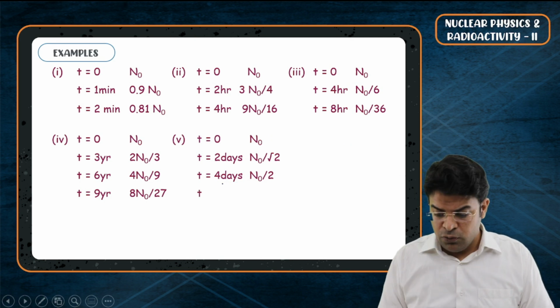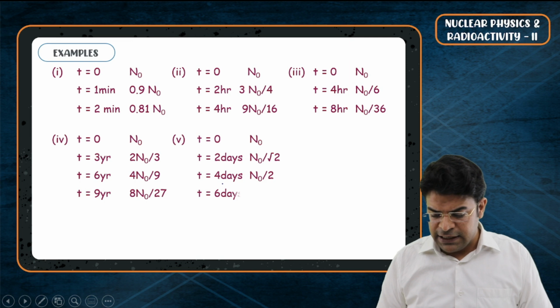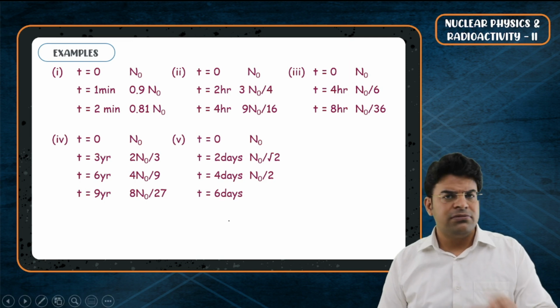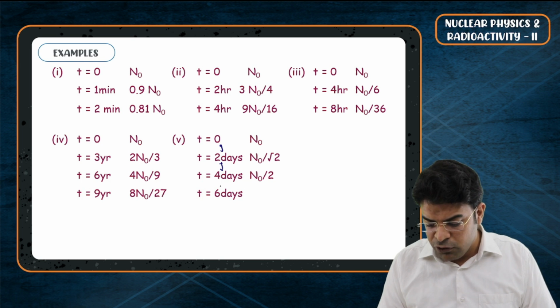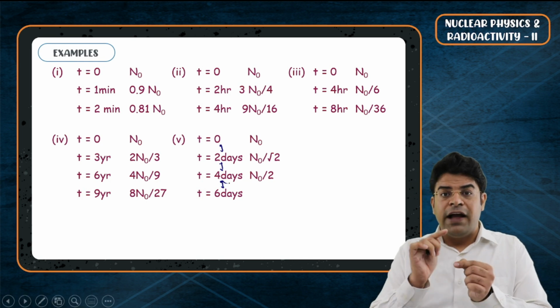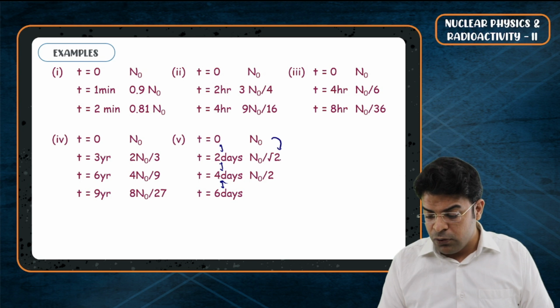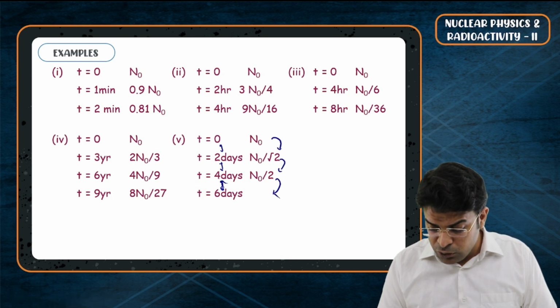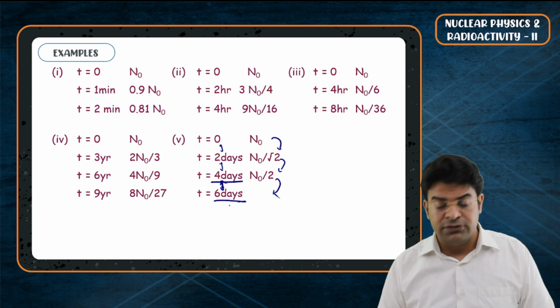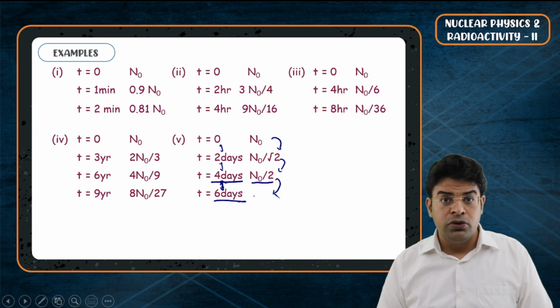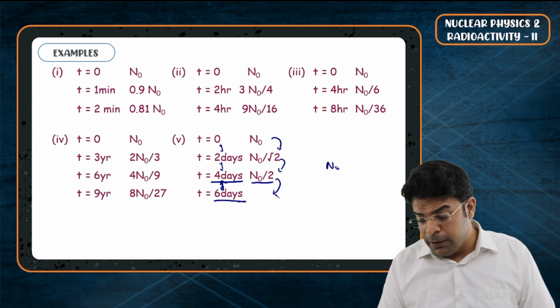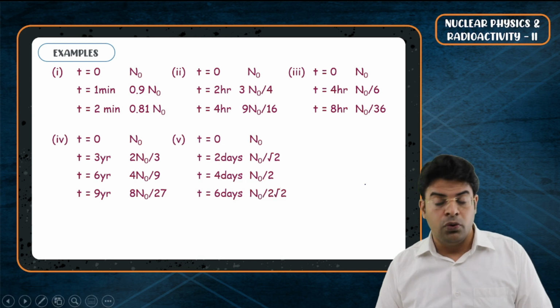If they ask you what will be the number of active nuclei at time equals to 6 days, you will say, sir, it's easy. We know that in every time frame of 2 days, the number of active nuclei becomes 1 by root 2 times of where you begin. So in the next 2 days, that is from 4 days to 6 days, the number of active nuclei will change from n naught by 2 and become n naught by 2 times 1 by root 2. So that will be n naught by 2 root 2.